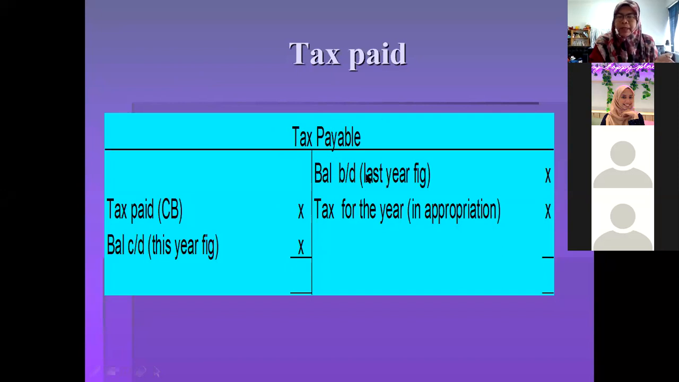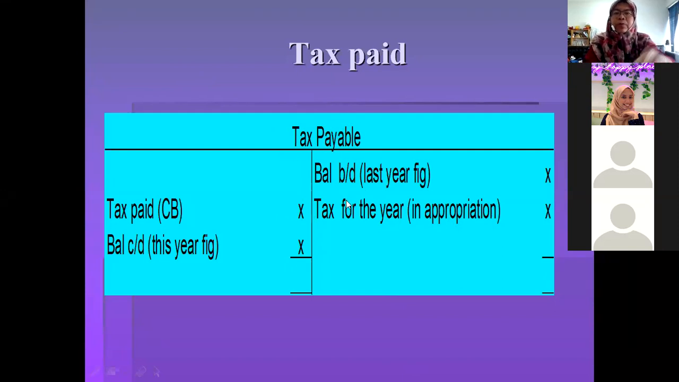Okay, for those who don't understand, kenapa kita transfer on the credit side? This is actually your accrued last year. So accrued for the expense, that is the liability, so it should appear here, on the credit side of your expense. Okay. Tapi ingat cash flow statement.